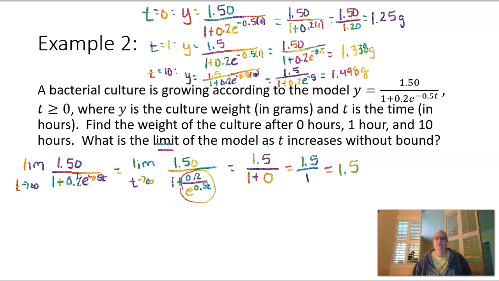And for future reference, that 1.5 came from right here in the numerator. That is not an accident. This is called the limiting quantity right here.